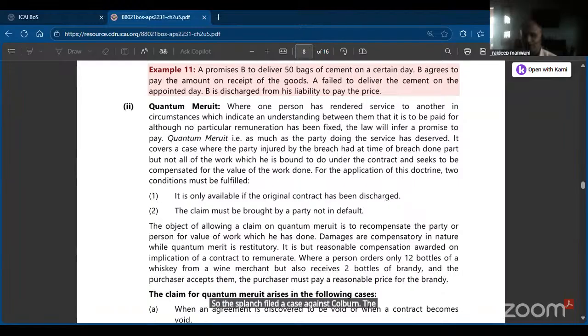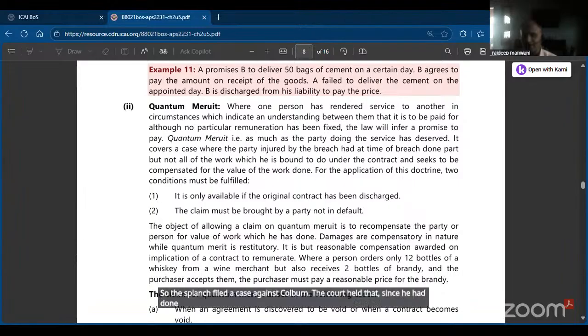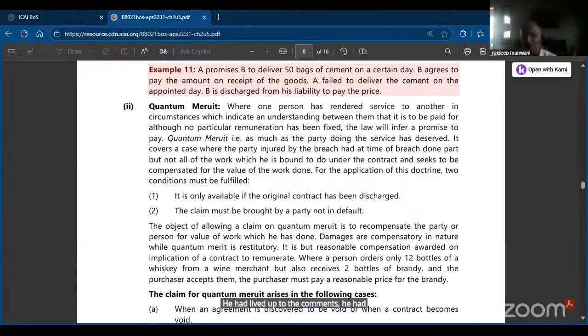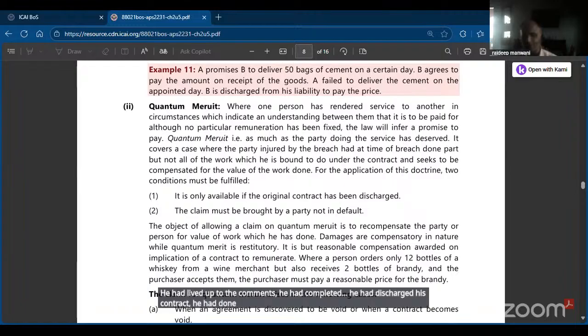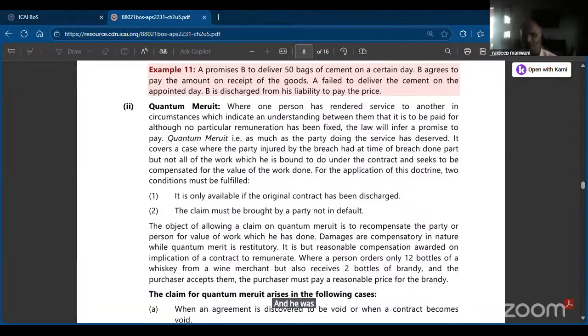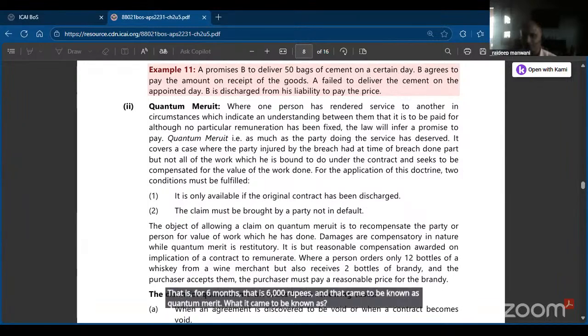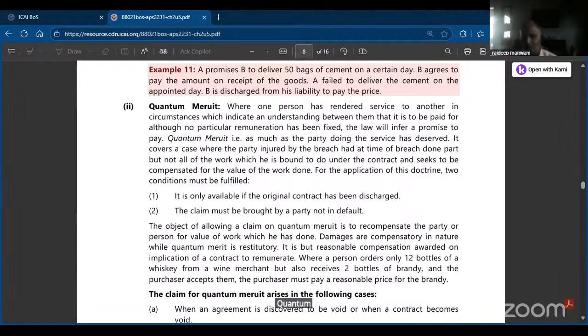The court held that since he had done work for 6 months, he had lived up to the promise. He had discharged his contract. He had done up to whatever work he was asked to do, and he was not in default. It was not his fault that the magazine had closed down. Therefore, the editor of the magazine has to give him half the remuneration, that is for 6 months, that is 6,000 rupees. And that came to be known as quantum meruit. What it came to be known as? Quantum meruit.